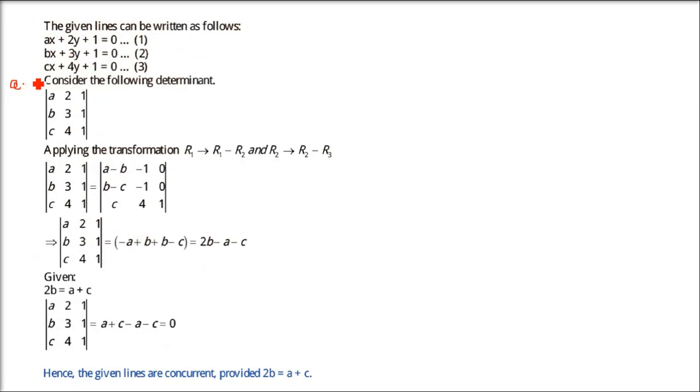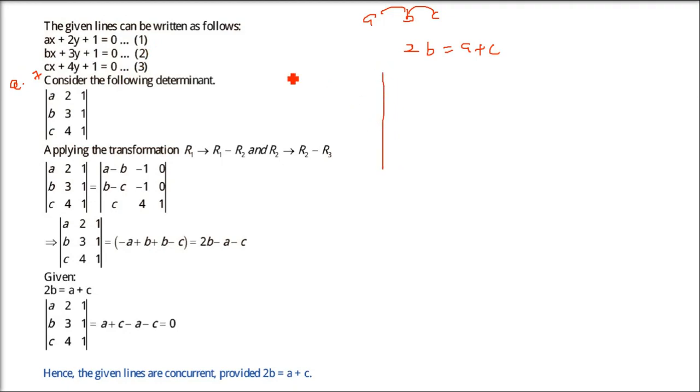This is question number 7, exercise 23.11. Here it is given, if A, B, C are in AP, we have to prove that the straight lines are concurrent. First let me tell you what AP means. A, B, C are in AP, that means B minus A equals C minus B, that is 2B equals A plus C. This we already know.